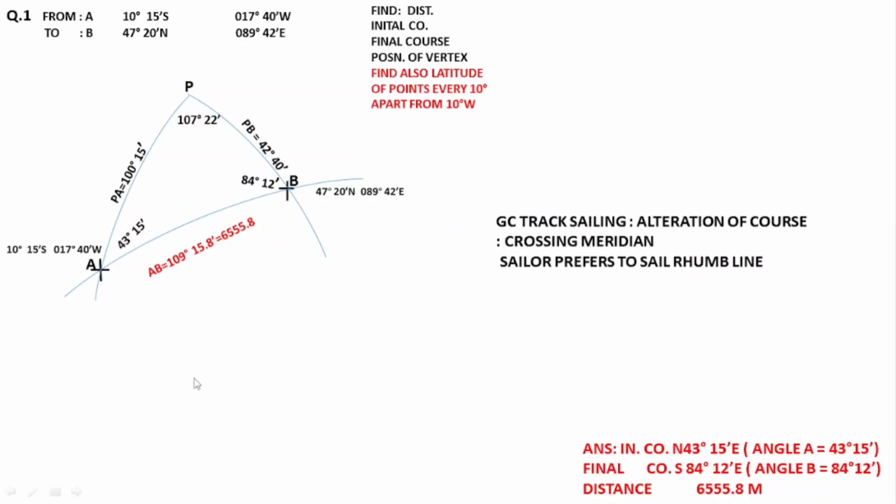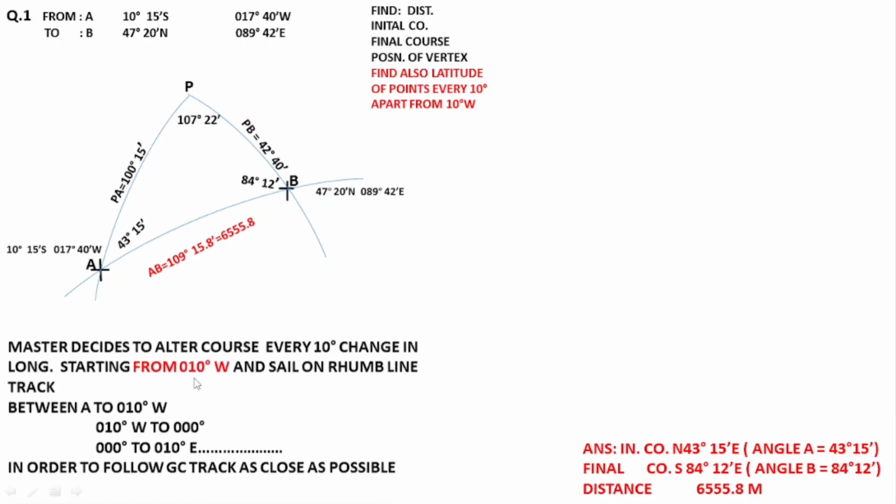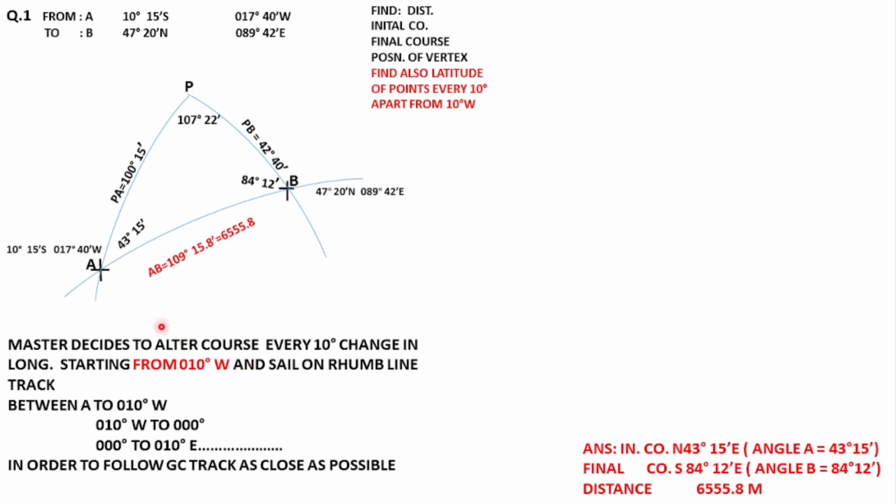Now he decides to alter course after a certain amount of longitude. Like here he says from 10 degrees west. So he has already decided that from 17 degrees west to 10 degrees west he'll continue on one course. Then from 10 degrees west he'll go another 10 degrees, that is up to the Greenwich meridian, and so on. Now he has already decided the longitudes, but he has to find out what latitudes he should be altering his courses at. So in order to calculate our latitudes, that is where we use the vertex. And calculation of intermediate points is going to be the next topic, so I'll leave it here.